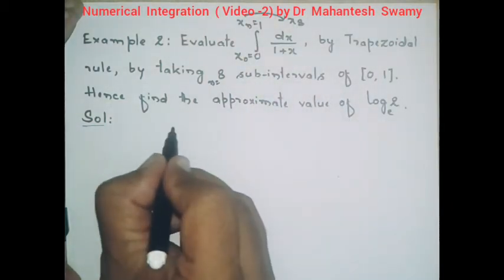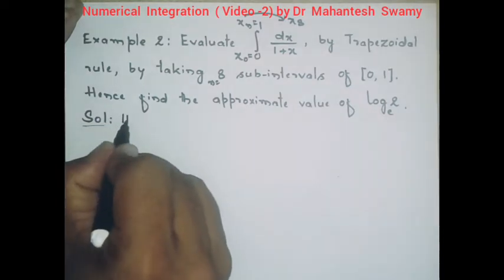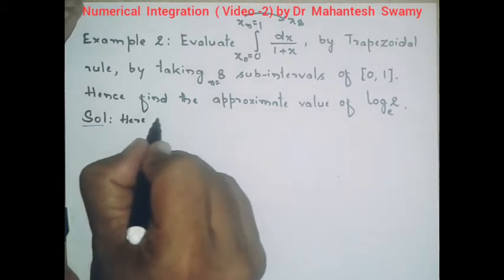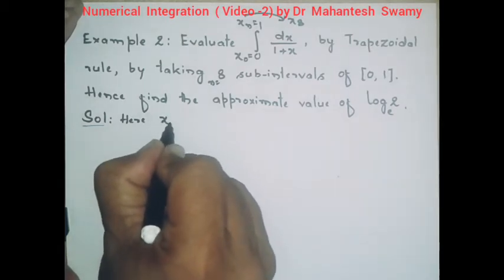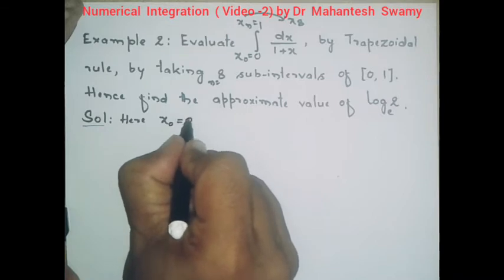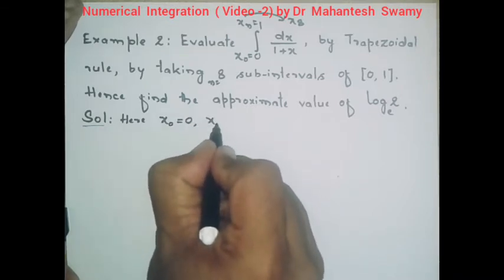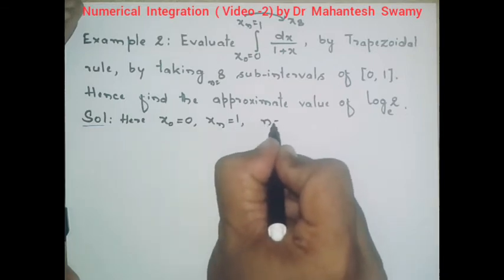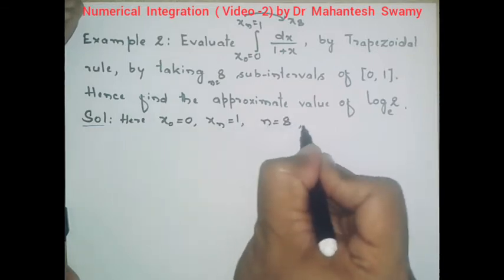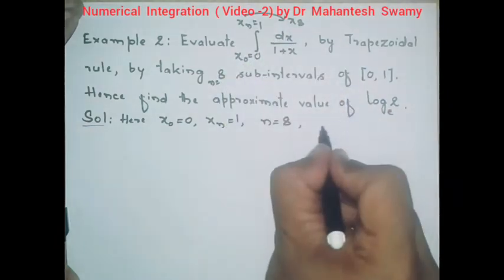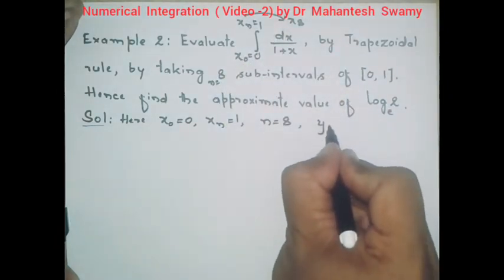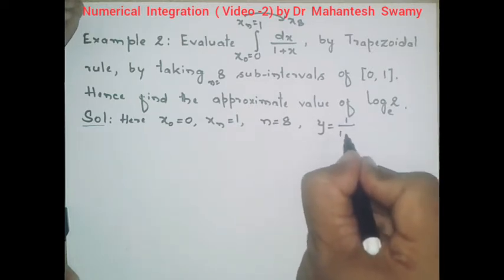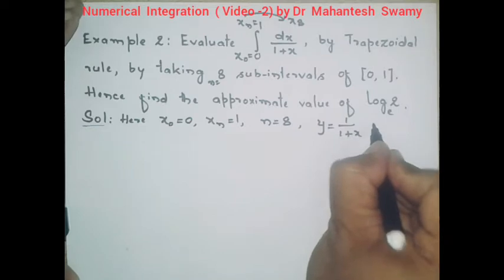Now let us list out the data. What information can we collect from the data? Here x0 is the lower limit 0, xn, that is the upper limit, is 1, and n has been given as 8. And of course the integrand, we will take as y, and in this problem it is 1 divided by 1 plus x.